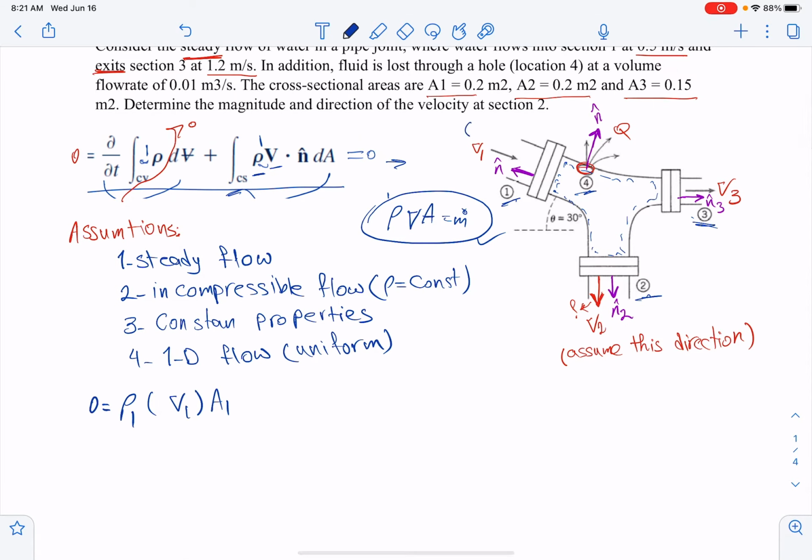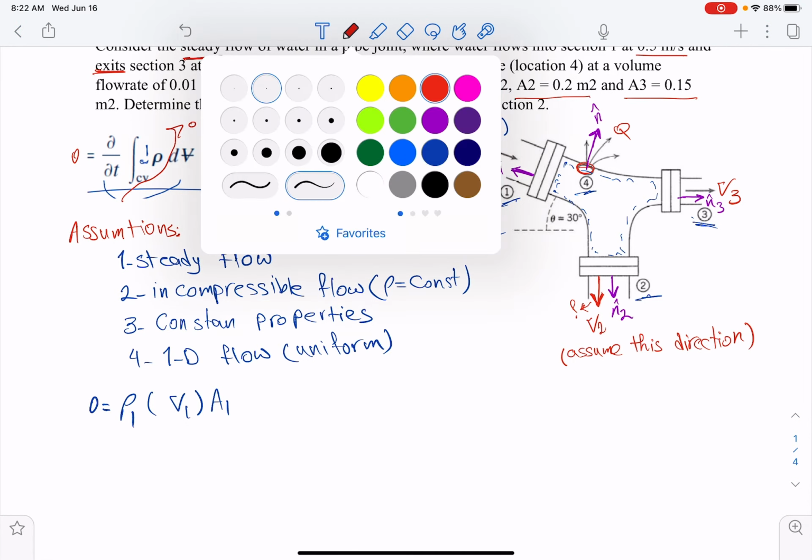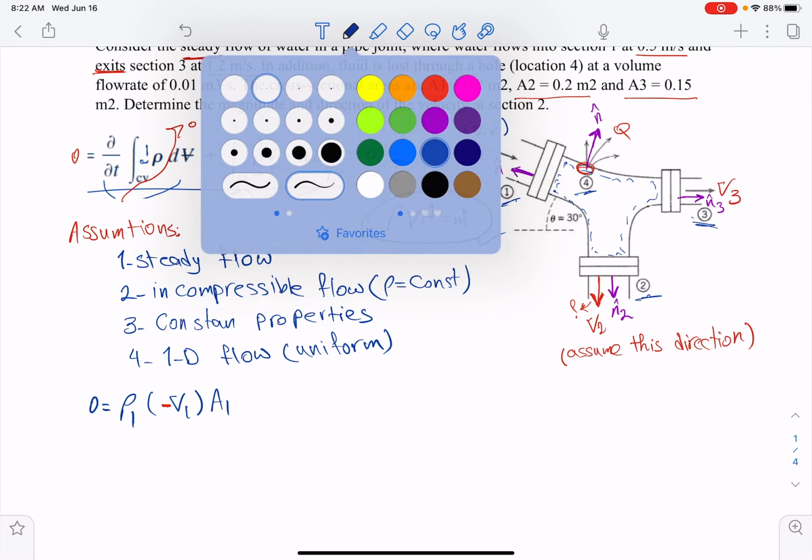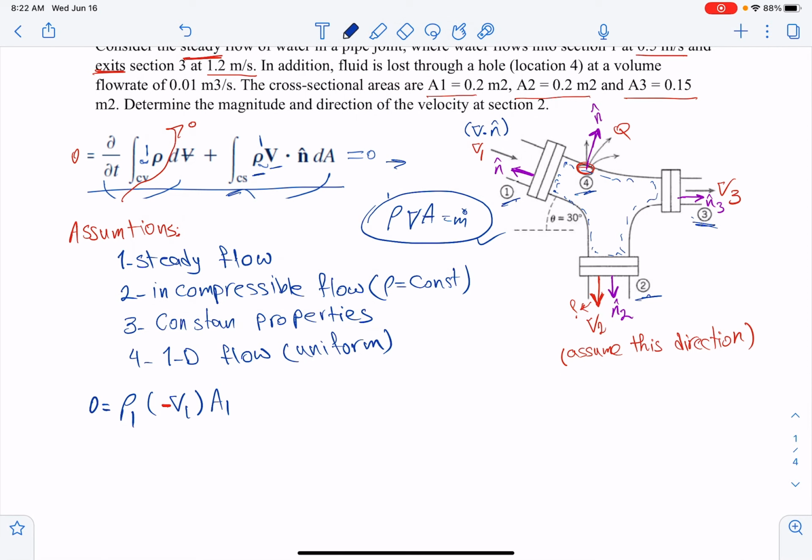remember we talked about v dot n, the dot product. Because of that, if it's going into the system, the sign of v is going to be negative, right? And then at section 2 we have rho 2, we have v2, and we have a2, right? And it's coming out of the flow, so it should be positive.